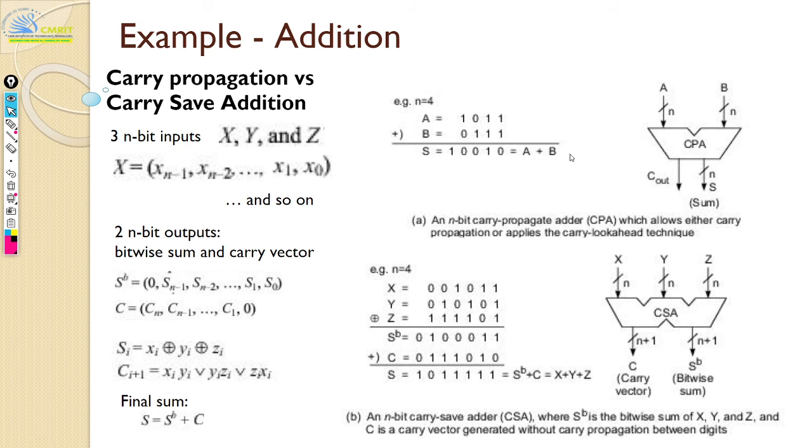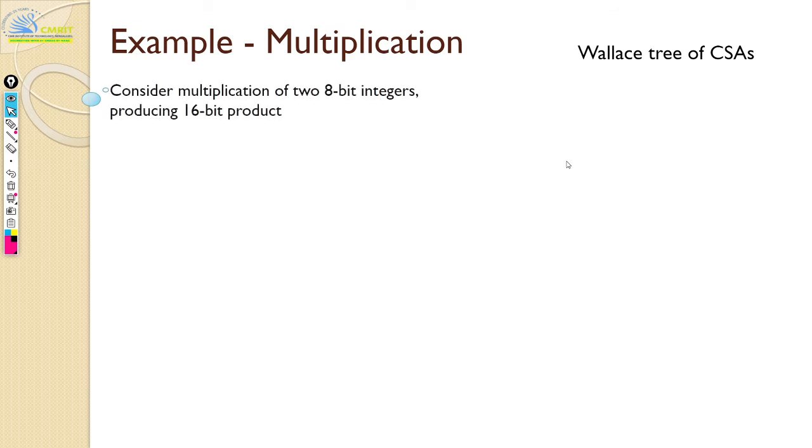But in the previous slide we talked about multiplication, right? But we just saw addition here. Why is that? We will discuss it in a bit. We are going to look at multiplication, but we are going to do multiplication in stages using the carry save adder. We will see how. Now we are going to consider multiplication of two 8-bit integers producing a 16-bit output, a 16-bit product. So we have A times B is product P.